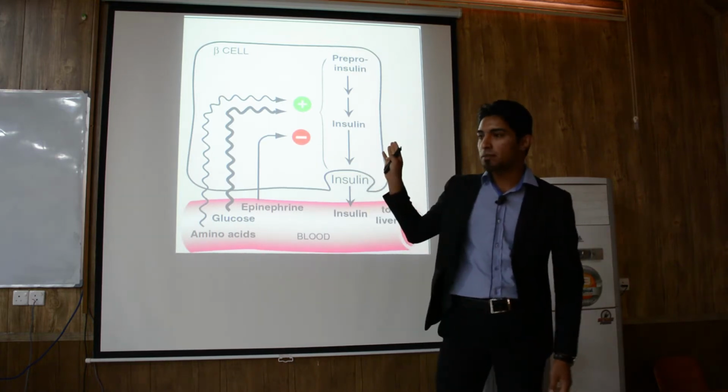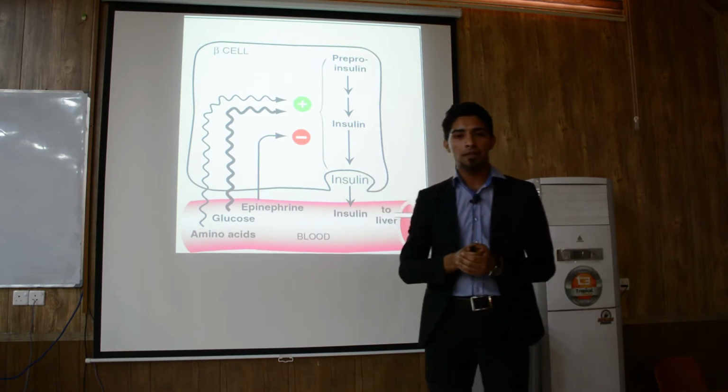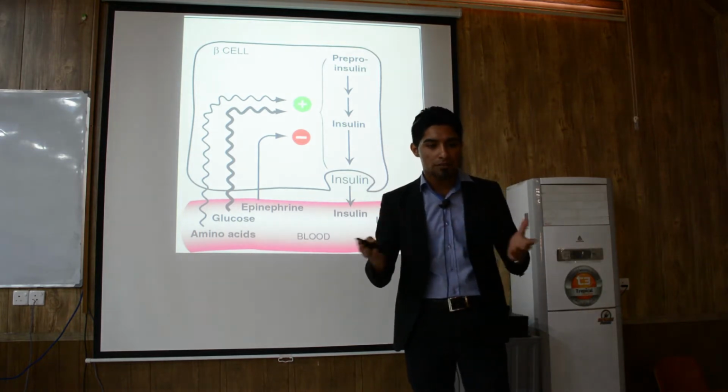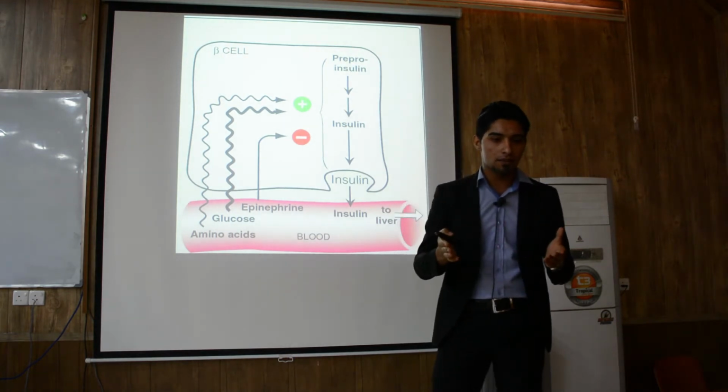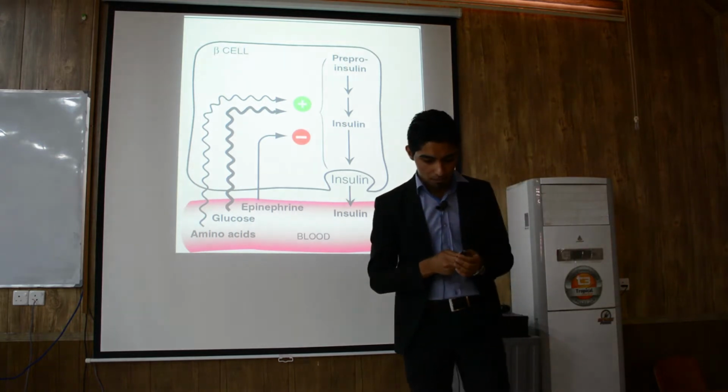I talked previously about the factors that stimulate the secretion of the insulin. So what about the factors that inhibit the secretion of the insulin? There are many factors that inhibit the secretion of the insulin. One of the most important factors is the epinephrine. So that's why we call it insulin antagonist.